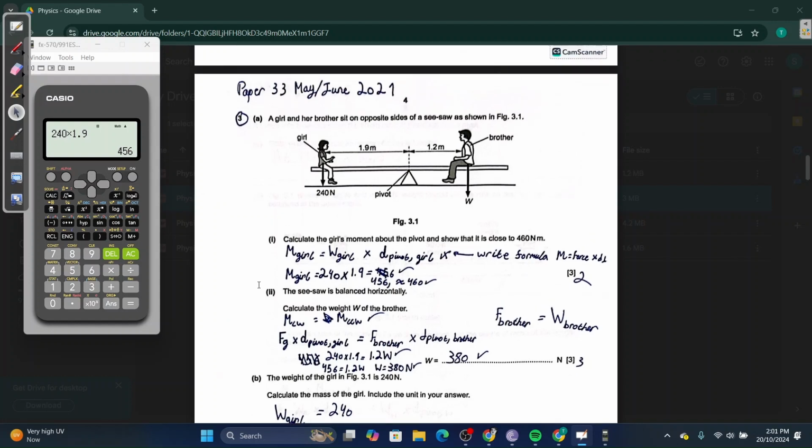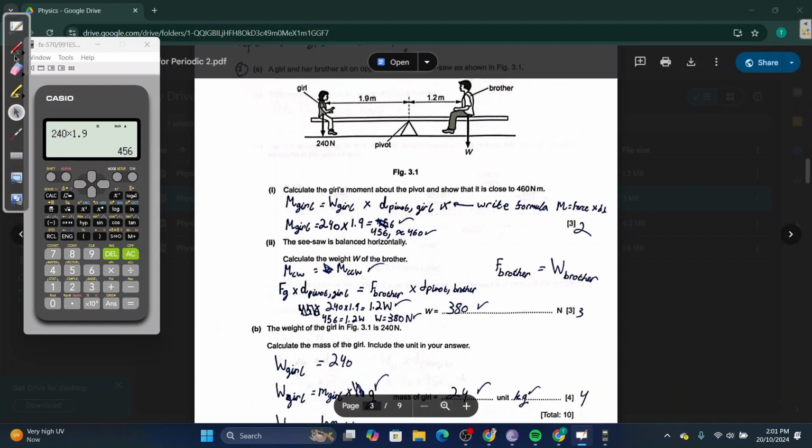Okay, the seesaw is balanced horizontally, so it's at equilibrium. That means the moments cancel out. Calculate the weight of the brother. So this is his weight. It's given to us as W. So the clockwise moments equal the counterclockwise moments. And again, I told you they award the full mark for this. So always write it down.